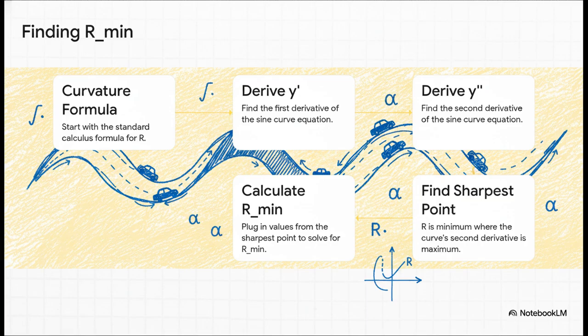Well, this is where a little bit of calculus comes into play. Now, don't let that formula on the screen scare you. The process is actually pretty logical. We just take the equation for our road, find its first and second derivatives, and then we plug them into this standard formula. This tells us the radius of the curve at any point we want. And it turns out the minimum radius, the sharpest turn, happens right at the very peak of each wave.